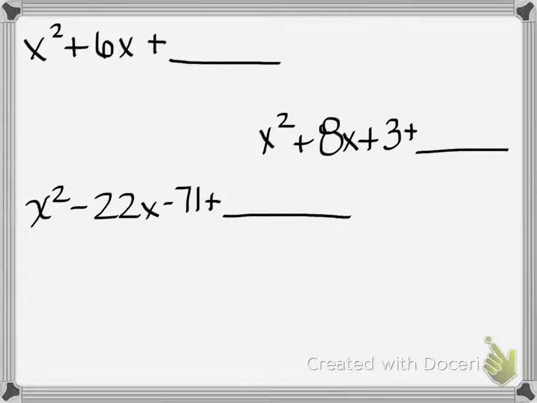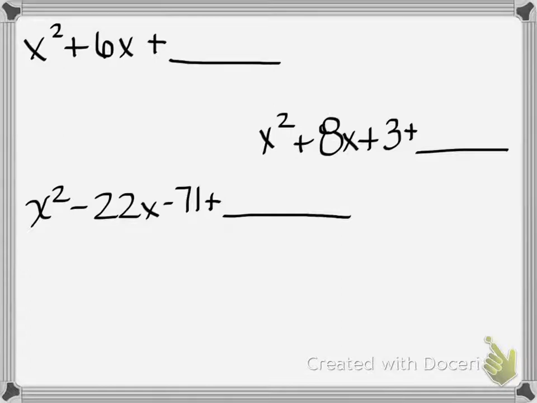In section 5, topic 7, we're going to need to know how to determine what number we can add to each of these quadratic expressions, or any quadratic expression, to make it a perfect square trinomial. Alright, so we're going to take a look at what values we can add.